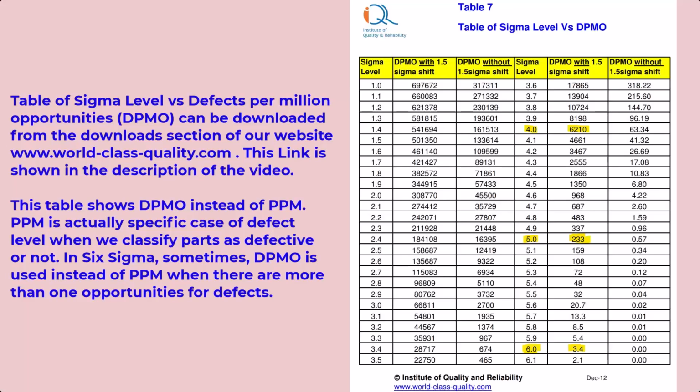Table of sigma level versus defects per million opportunities DPMO can be downloaded from the downloads section of our website www.world-class-quality.com. The link is shown in the description of this video. This table shows DPMO instead of ppm. ppm is actually a specific case of defect level when we classify parts as defective or not. In 6 sigma, sometimes DPMO is used instead of ppm when there are more than one opportunities for defect.